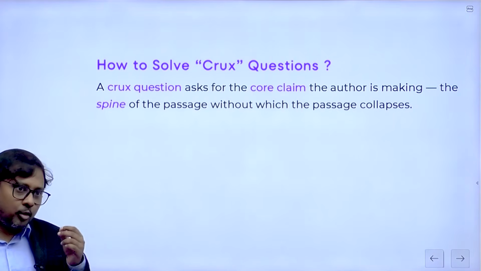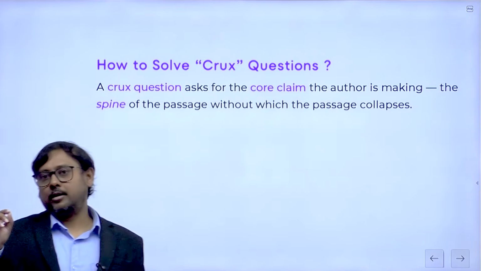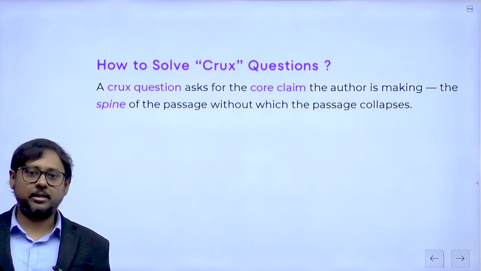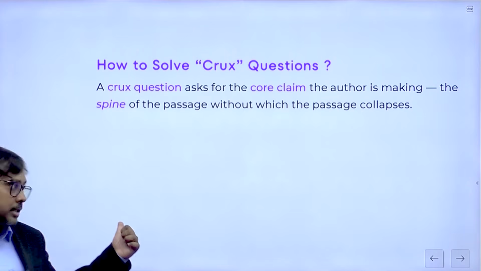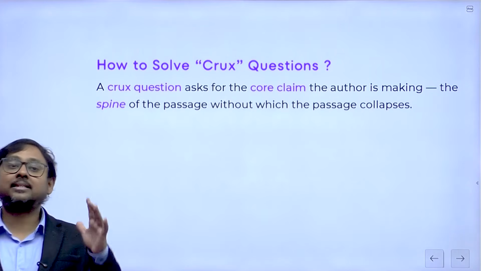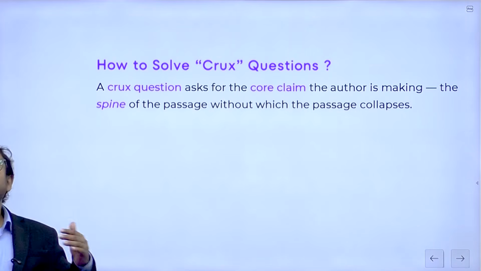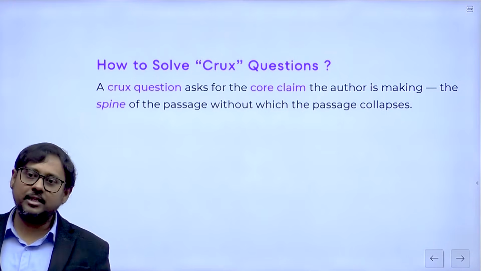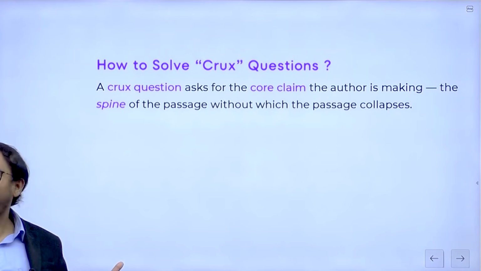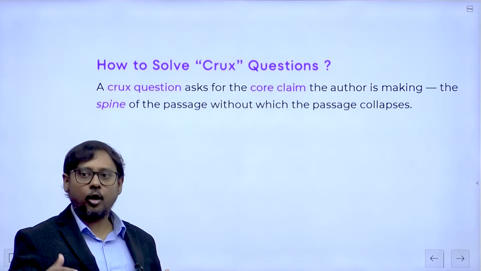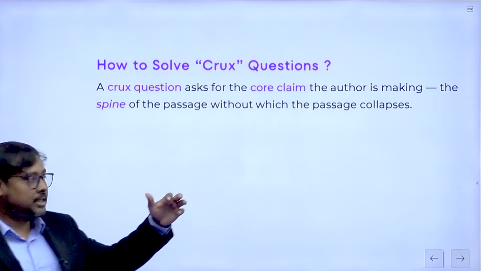So there you have to focus on certain elements in the passage, right? In a crux question, it is what the passage is trying to say, not the author. Because the author has written this particular passage, indirectly what the author is trying to say, but overall, what the passage is trying to say.